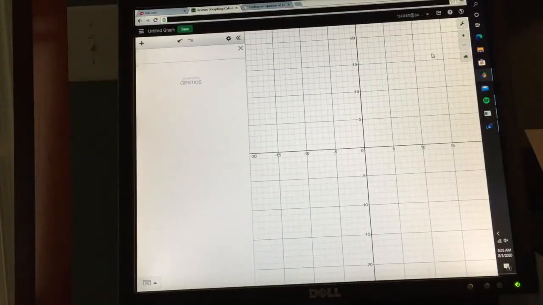Okay, so I'm in Desmos. I'm going to do the same system of equations with three variables that I did on the board.